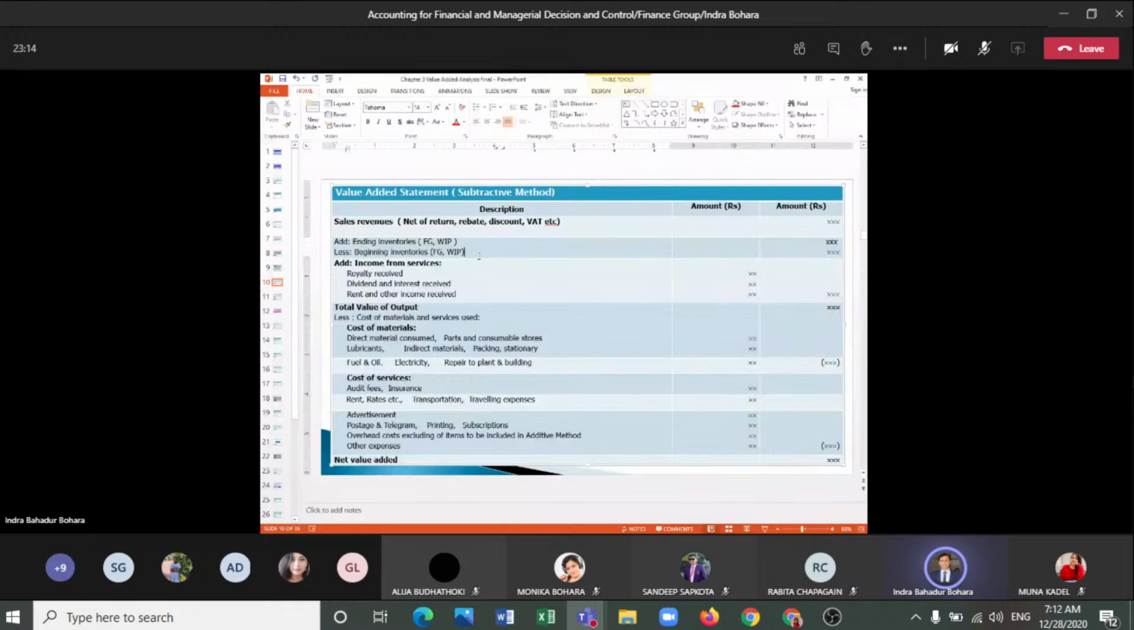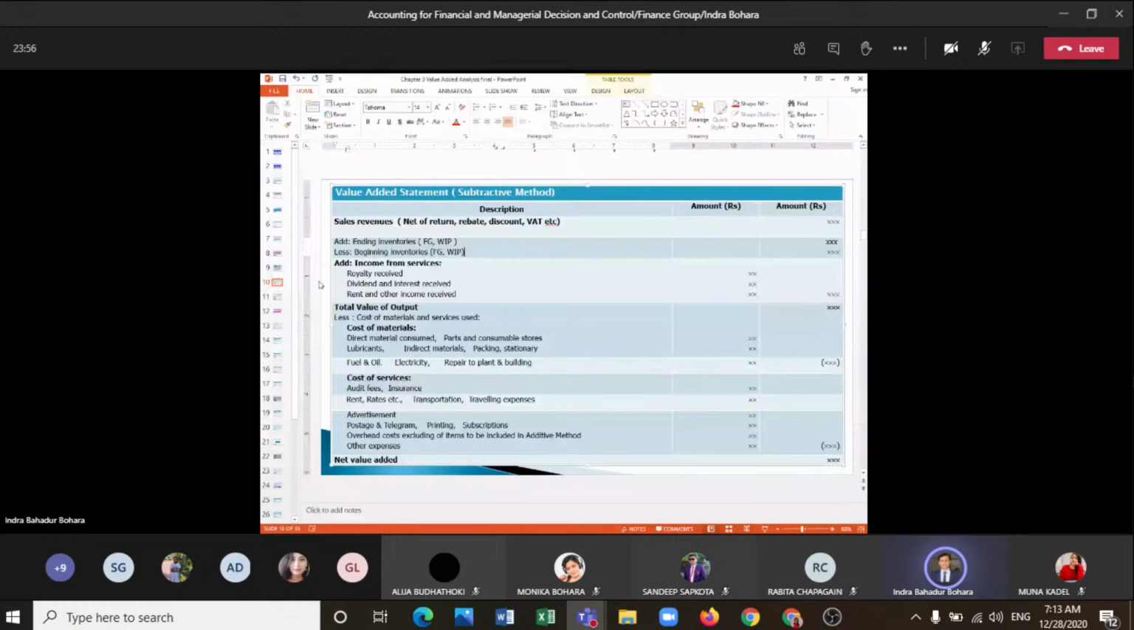Some value was added in the previous year when it was purchased for 20,000 rupees, and some value added 10,000, and it was the closing stock of 30,000, closing stock of finished goods or WIP in the previous year, and this becomes opening stock in the current year. But in the current year, the company does not add any value for the beginning inventory. So it is not value added in the current year. It was the value added of the previous year. So the company added the value in the previous year, and therefore it is to be deducted. That is why we deduct the beginning inventory. We add the ending inventory and deduct the beginning inventory.